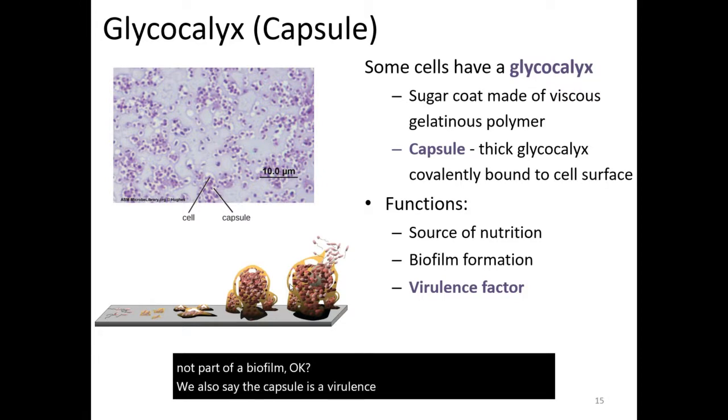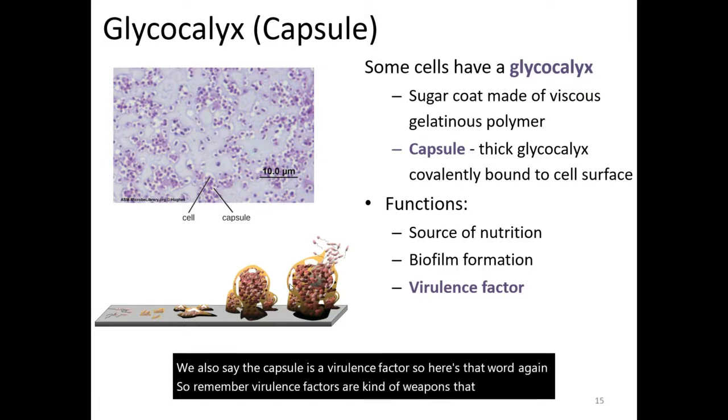Now, we also say the capsule is a virulence factor. Okay, so here's that word again. Remember, virulence factors are kind of weapons that the bacteria can use. So far, we've talked about structural virulence factors, like LPS, that endotoxin that's part of the gram-negative cell wall, for instance. But the reason the capsule can also serve as a virulence factor is because it is sticky. It's a sugary layer. Well, it turns out when we get infected by a bacterial pathogen, or any pathogen really, our immune system is going to respond.